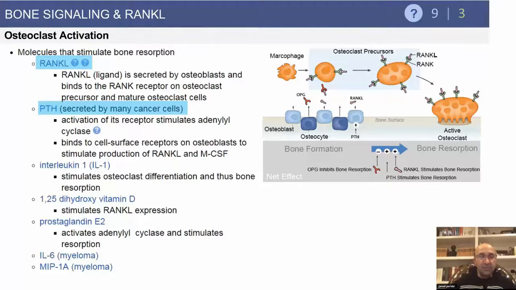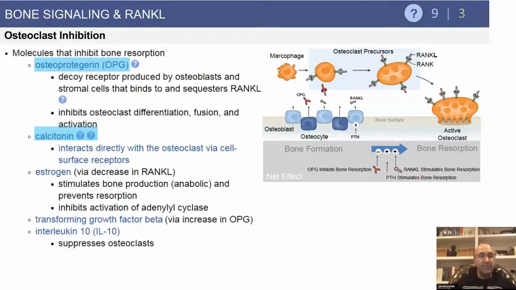PTH, common question, activation of its receptor stimulates adenylyl cyclase. Interleukin-1 stimulates osteoclast differentiation and bone resorption. 1,25-dihydroxyvitamin D stimulates RANK ligand expression. That's been asked many times. Prostaglandin E2 activates adenylyl cyclase and also stimulates resorption. Remember, IL-6 and to some extent IL-1 are involved in myeloma-mediated osteolysis, and so is MIP-1 alpha.